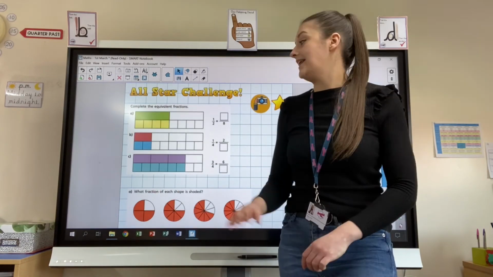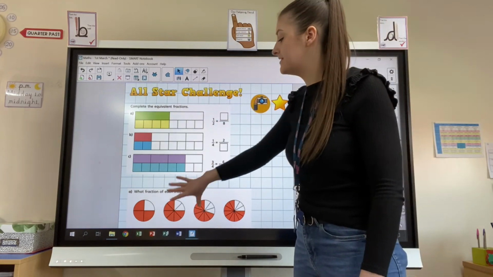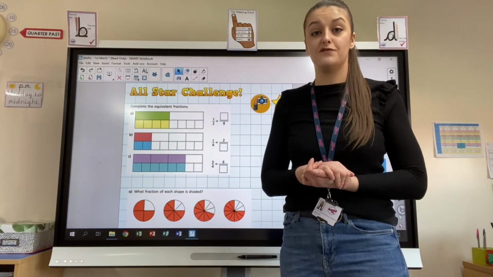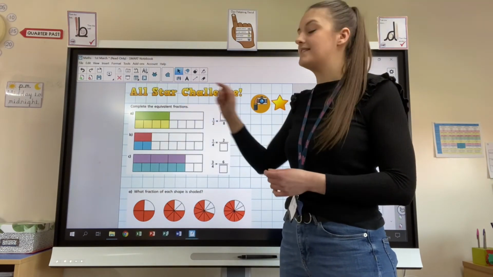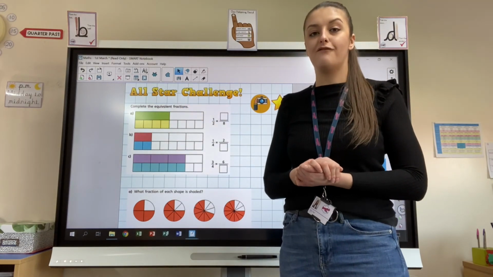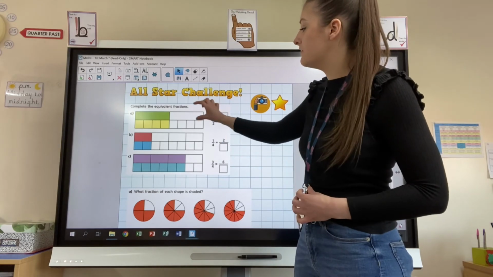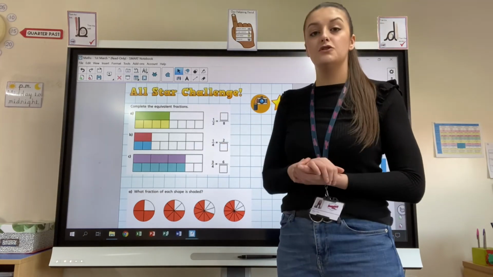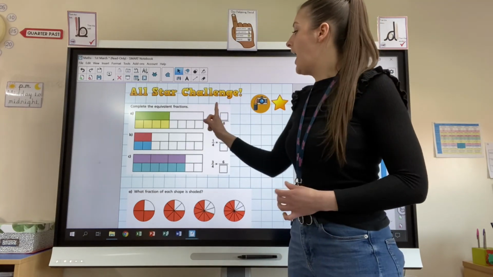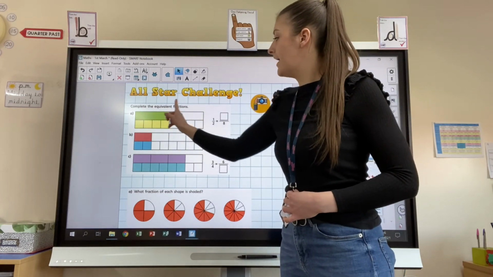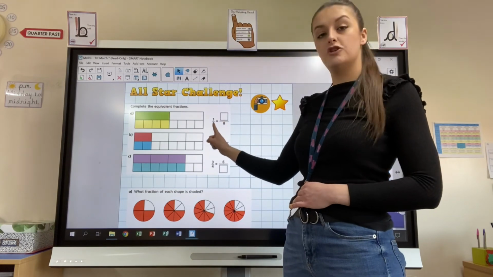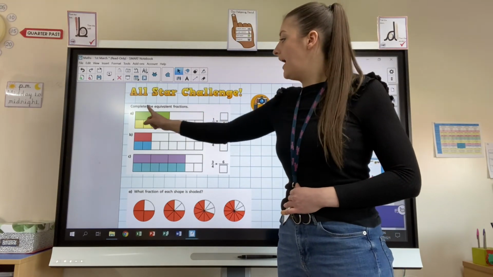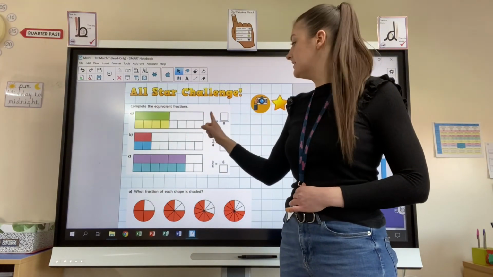So in my All-Star Challenge today, I've got 2 sets of equivalent fraction questions for you to have a go at. So the first one, I've got 3 questions where it's asking you to complete the equivalent fractions. And for this question, we've got some shapes again to help us with this. I've got here a rectangle right at the top that's been split into 2 equal parts. So I've got 2 as my denominator, and one of those parts in green has been shaded in.